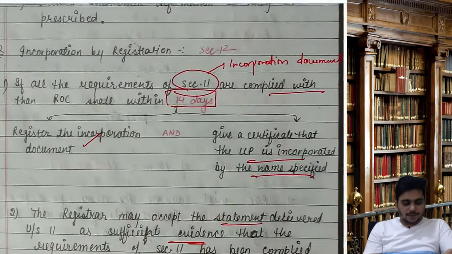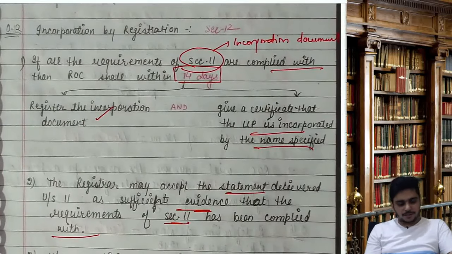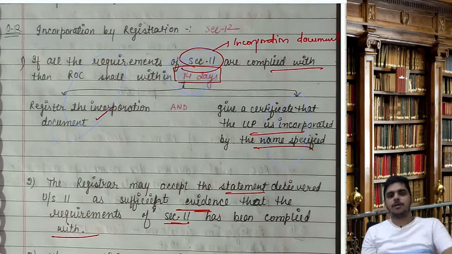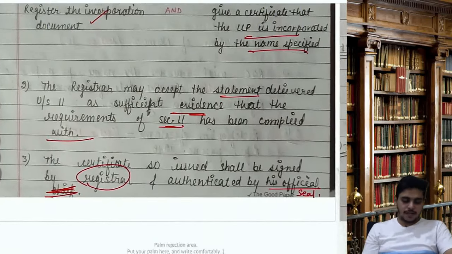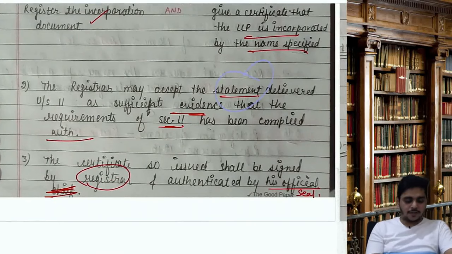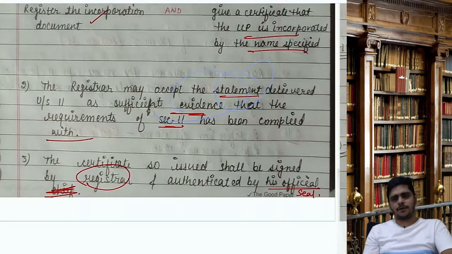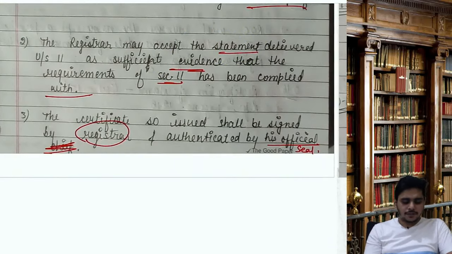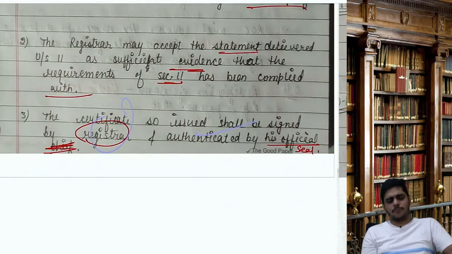Sir, incorporation by registration. If all the requirements of section 11, that is the incorporation document, are complied with, then ROC within 14 days will register the incorporation document and will give a certificate that LLP is incorporated by the name so specified. The ROC may accept the statement delivered under section 11 as sufficient evidence that all the requirements of section 11 have been complied with. The certificate so issued shall be signed by the registrar and authenticated by his official seal. So this is a procedural requirement.